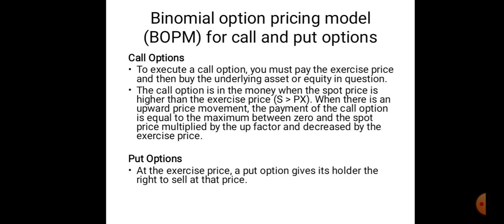If the spot price is high and the future price, that is the strike price, will be lower, in that situation selling now is the better decision.